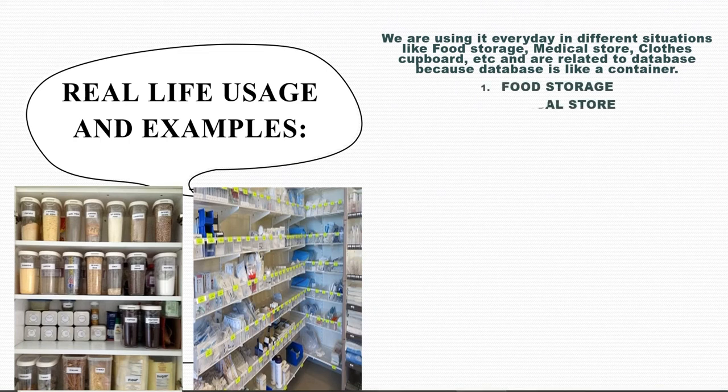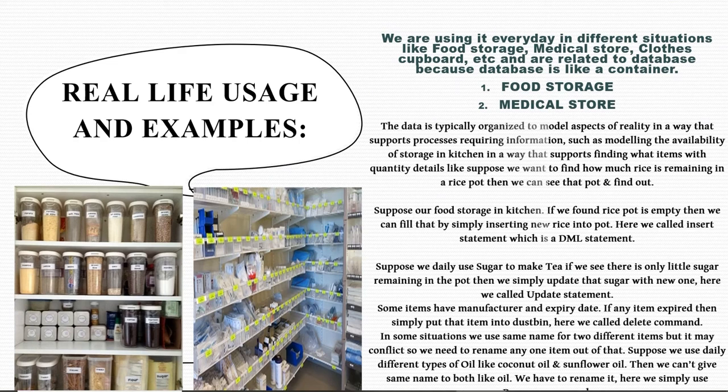Now, the first example is about food storage. The second one is about the medical store, as I've said earlier. So the data is typically organized to model aspects of reality in a way that supports the processes requiring information, such as modeling the availability of storage in the kitchen in a way which supports finding what items are there, with quantity details.